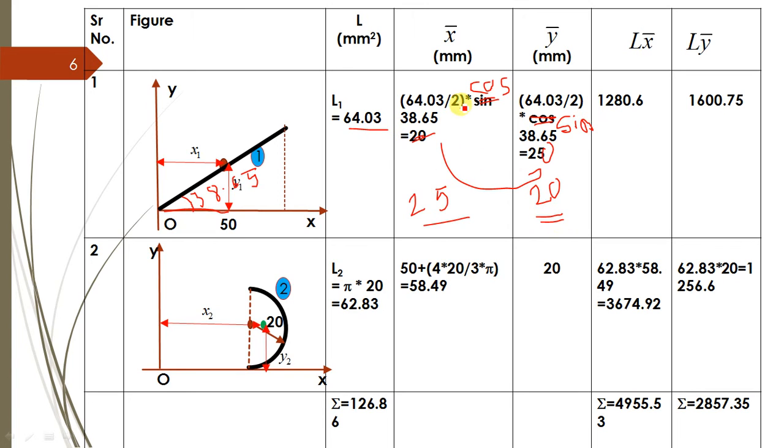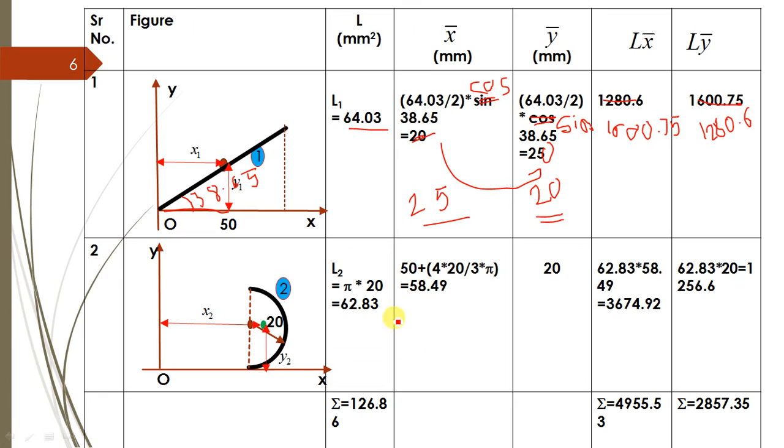So L1x is nothing but 64.03 multiplied by 25, and again we have to make a correction here. That is 1600.75, and here 1280.6.